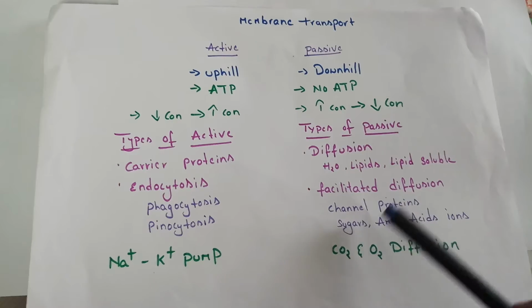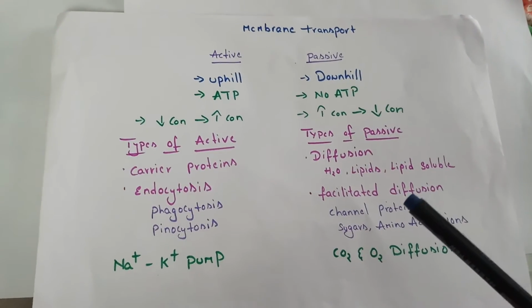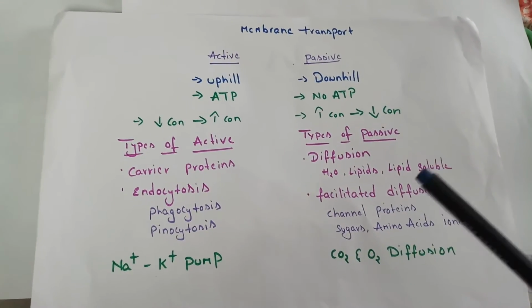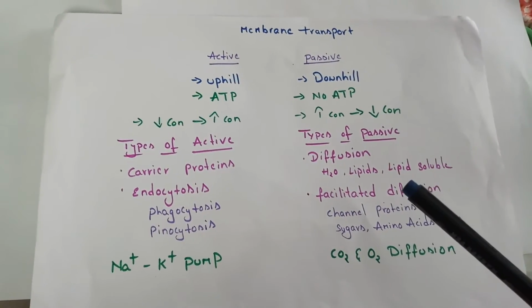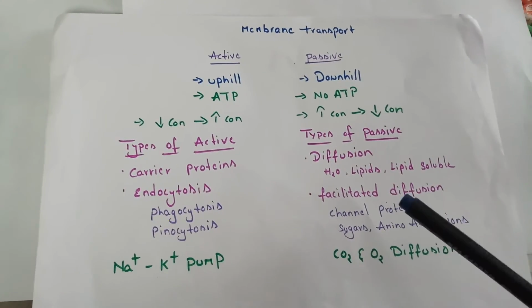Facilitated diffusion. For example, sugars, amino acids and ions are huge molecules which can't cross the membrane, so they need special channels to pass through. Those channels we call protein channels. So we are facilitating the diffusion, and because of that, we call it facilitated diffusion.